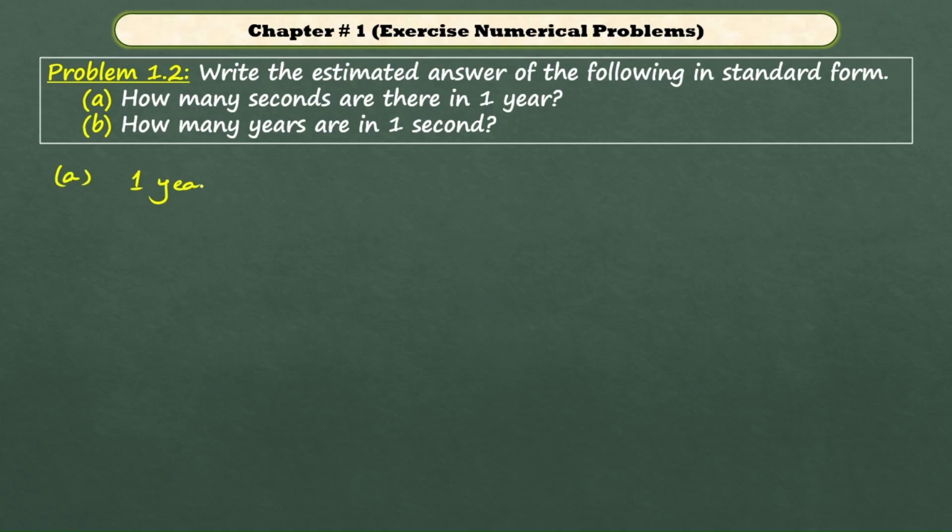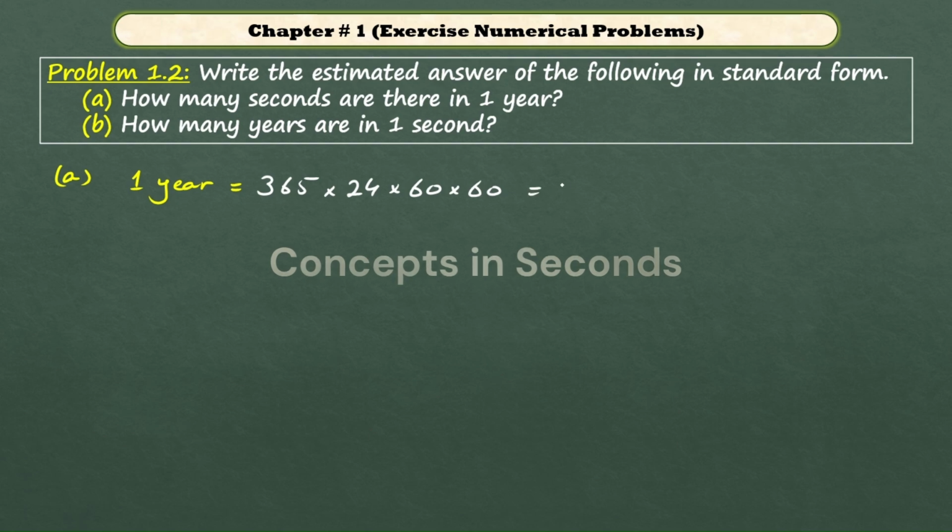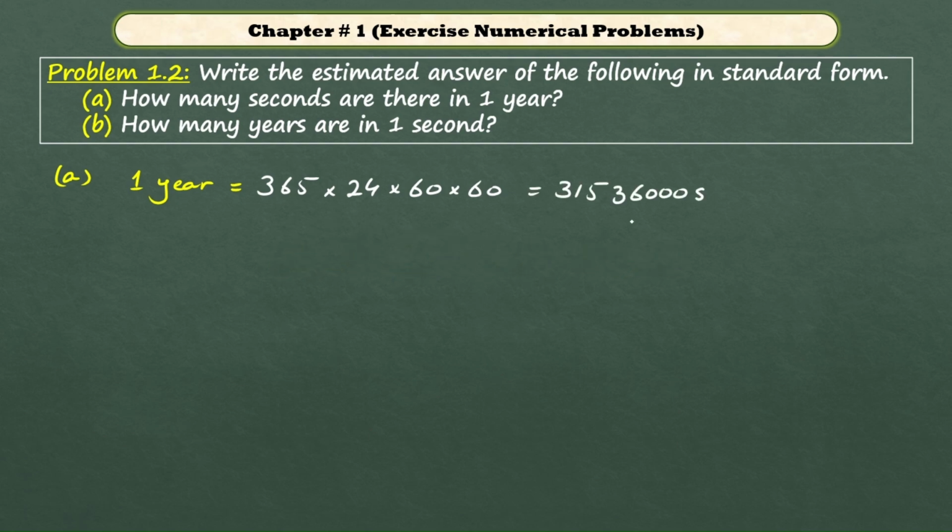So part A, 1 year is equal to 365 days, 24 hours, 60 minutes and 60 seconds. After solving it, it becomes equal to 3.1536 into 10 to the power 7 seconds. It can also be written as 3.2 into 10 to the power 7 seconds.